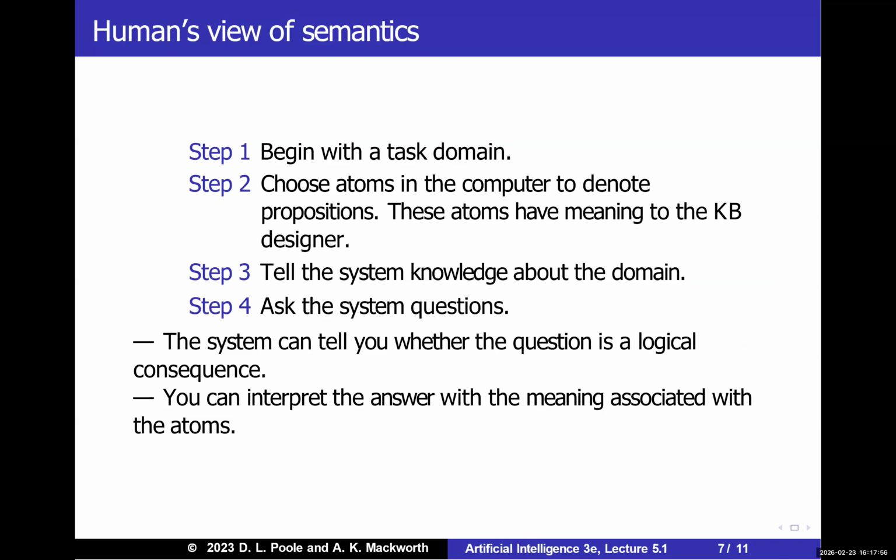From a human perspective, we start with a real-world domain, such as login behavior or network activity. We then choose propositions that represent meaningful events in that domain. After encoding knowledge as logical rules, we ask the system questions. The system tells us whether a conclusion logically follows. Importantly, humans provide the meaning. We interpret what account compromise or data exfiltration actually represents. The logic engine simply evaluates the structure.